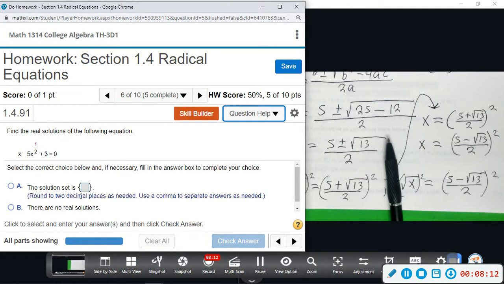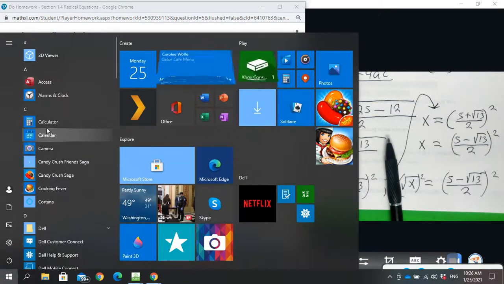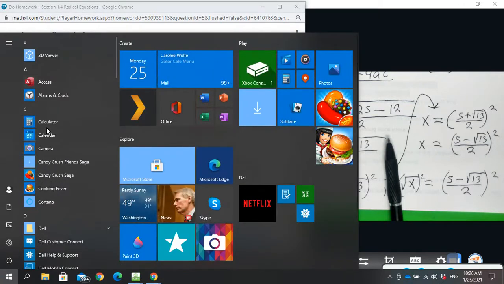The software asks us to round to 2 decimal places. So they actually want us to evaluate this. This is the correct answer. I would be totally fine leaving it in this exact form, but we want to enter the answer in decimal form. That's what it says. So I'm going to pull up basic calculator, and I'm going to input this information.